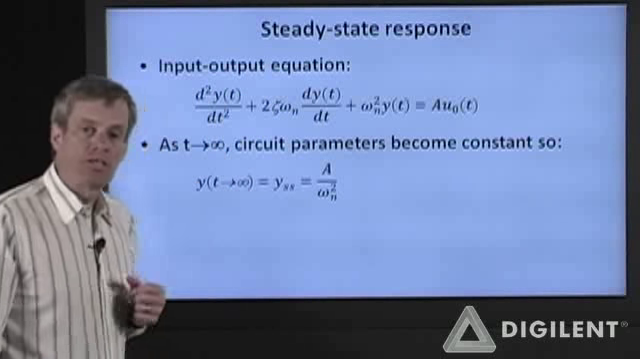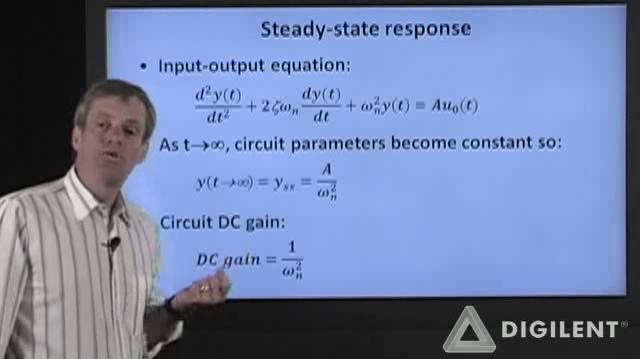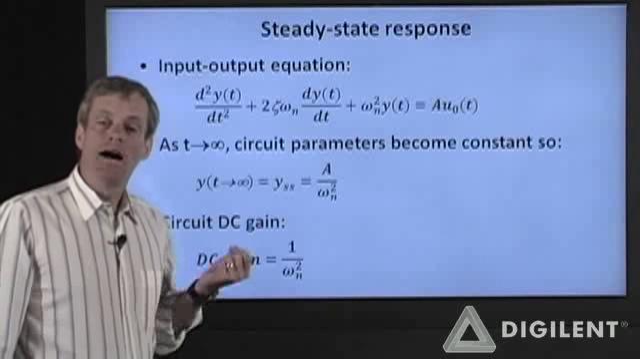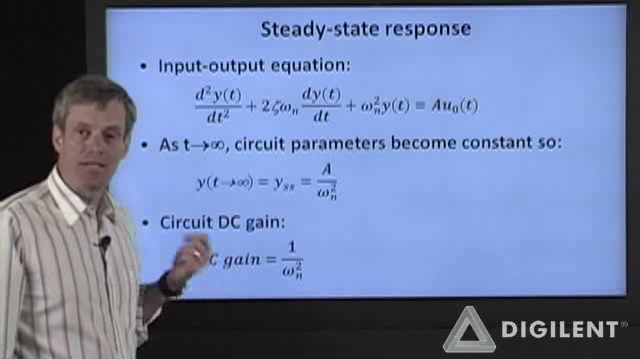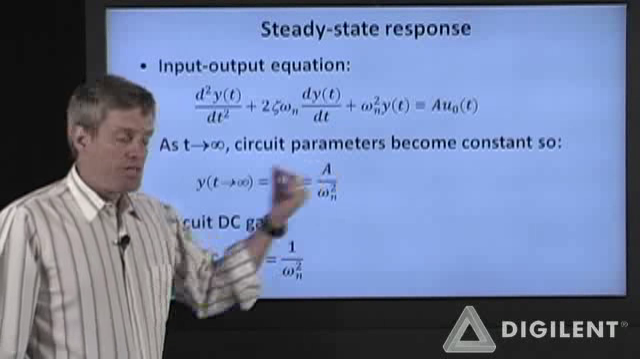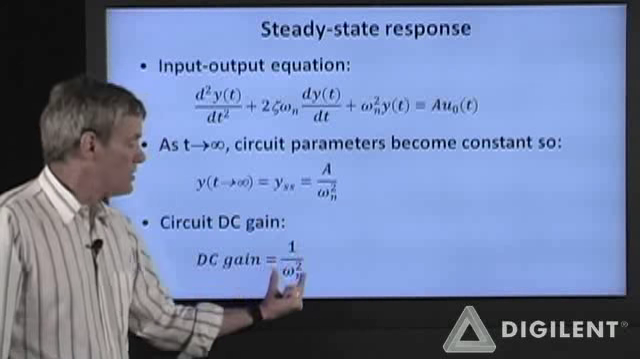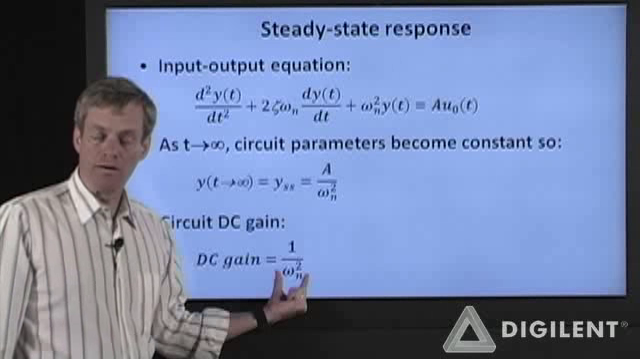This also gives us a chance to look at the circuit's DC gain. The DC gain, as you recall from our first order system response, is just the ratio of the amplitude of the output to the amplitude of the input as t goes to infinity. So the input amplitude is a, the output amplitude is a over omega n squared, so the DC gain of this system is 1 over omega n squared.